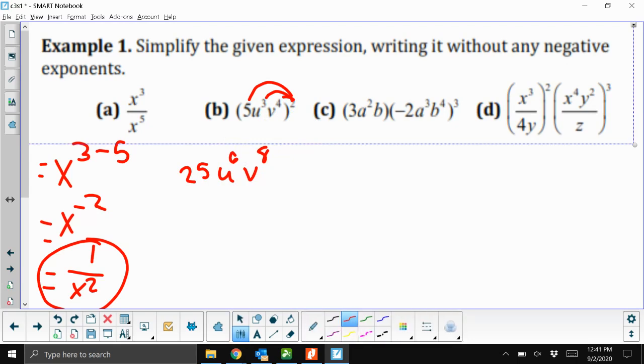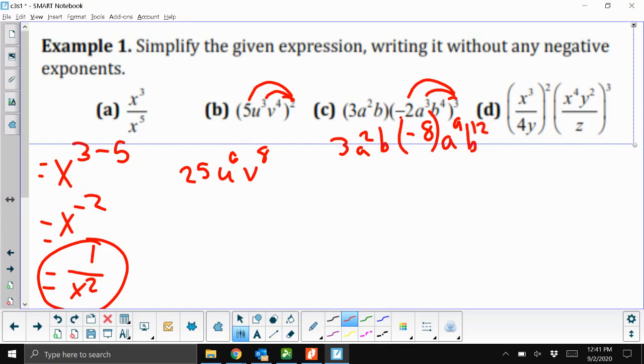All right, so now with this guy here, we need to deal with that cube on the outside first, okay? So we're going to distribute all that through. So I'm just going to bring down my 3a squared b. So now we got negative 2 to the third. So negative 2 times negative 2 is positive 4. And then positive 4 times negative 2 is negative 8. So negative 8 is the same thing as negative 2 to the third power. So now we got a to the 3 times 3, ninth. So a to the 9th. And then we got b to the 4th cubed, b to the 12th.